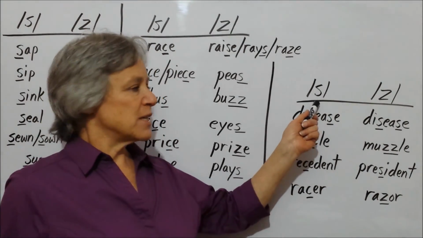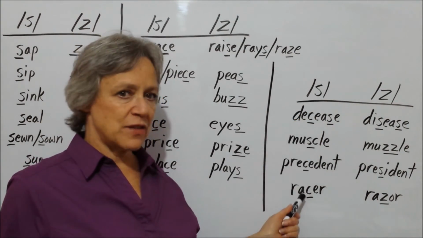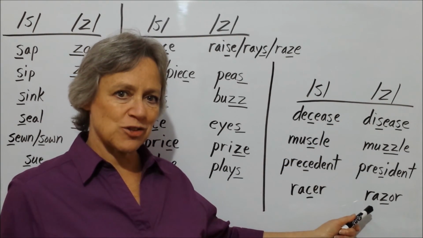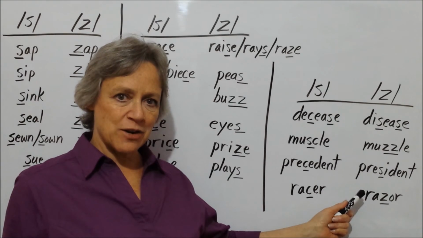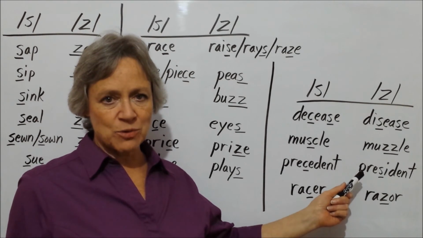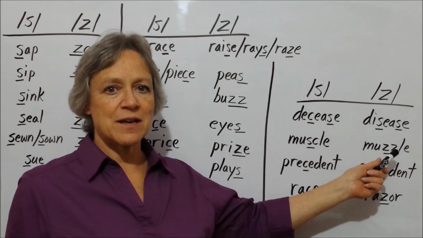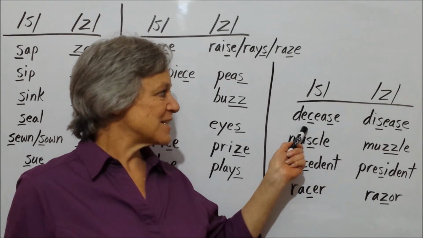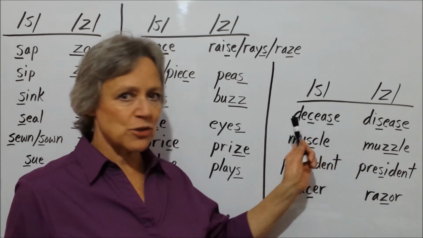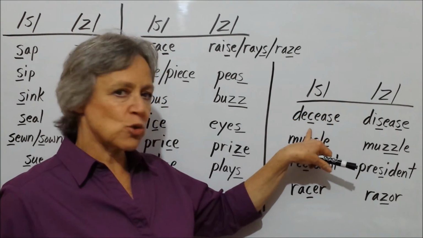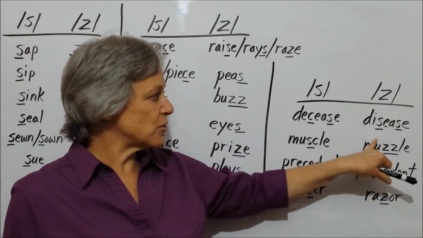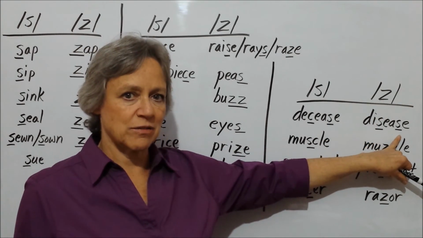Here the sound S is in the middle of these words. The sound Z is in the middle of these words. So let's practice these pairs, and please try to distinguish between S and Z. Okay? Let's go. In these first two words, the S occurs twice, here and here, and the Z occurs twice, here and here. Okay?